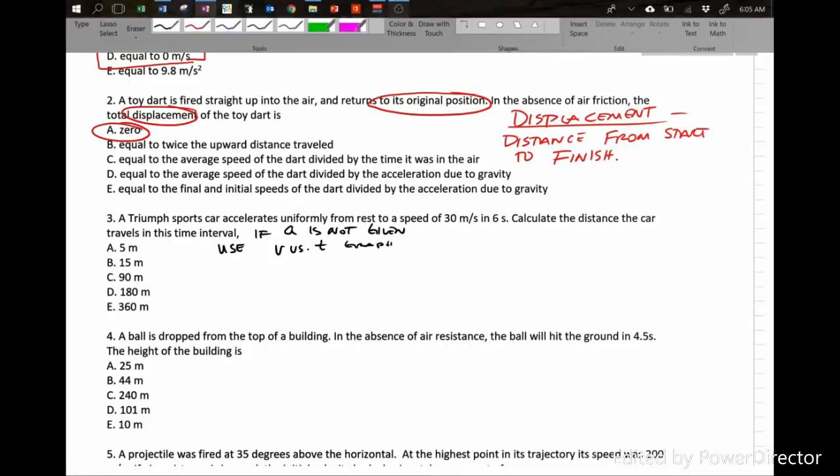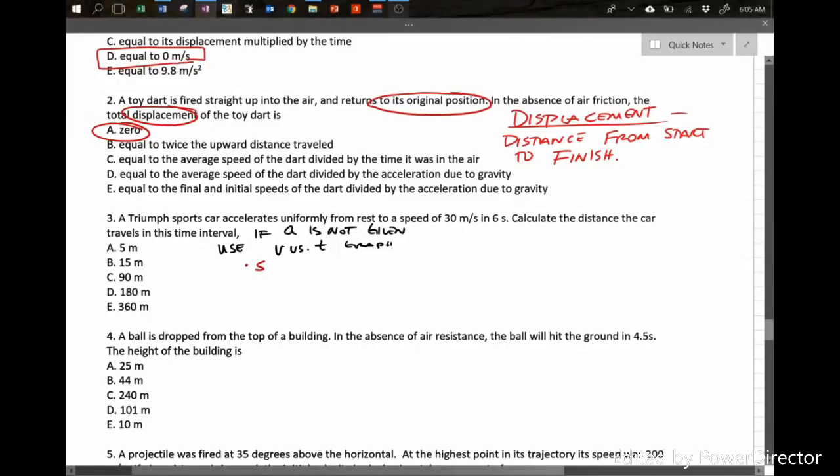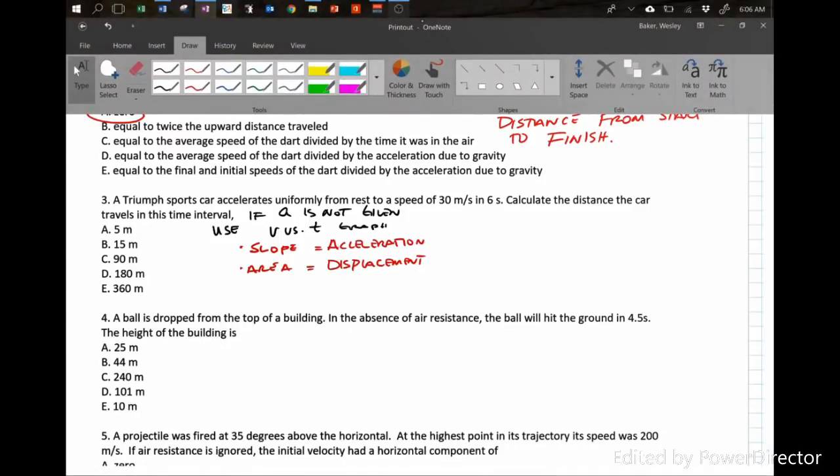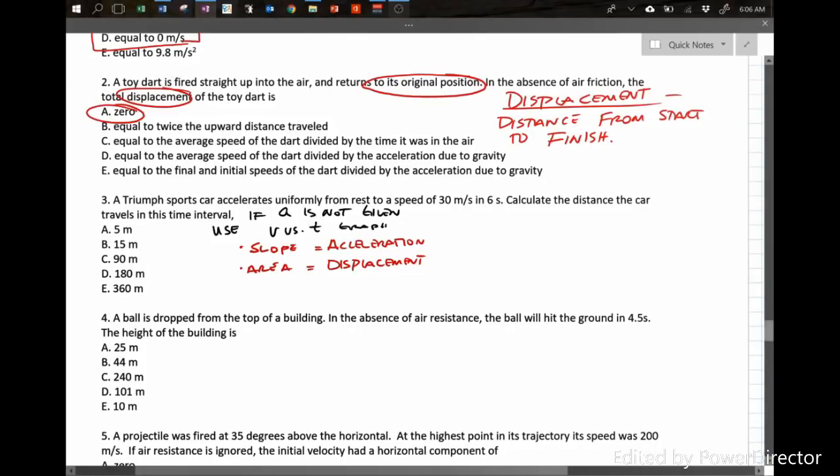These are nice because, and we talked about this earlier, slope is equal to acceleration. Area is equal to displacement. We can use those ideas with a velocity versus time graph to solve almost any kinematics problem where we don't have the acceleration. We can use it when we have the acceleration too, but it's particularly powerful when we don't have the acceleration given.